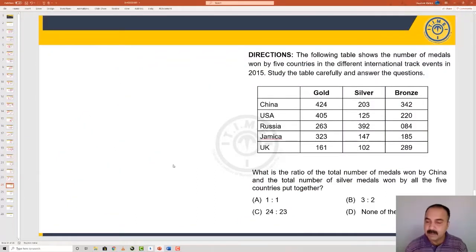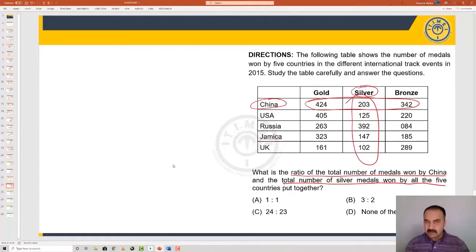Let's look at the next question. Ratio of total number of medals won by China. So China, total number of medals won by China. All right. And the ratio with total numbers of silver medals won by all the countries. So the horizontal total of China versus the vertical total of the silver medals.